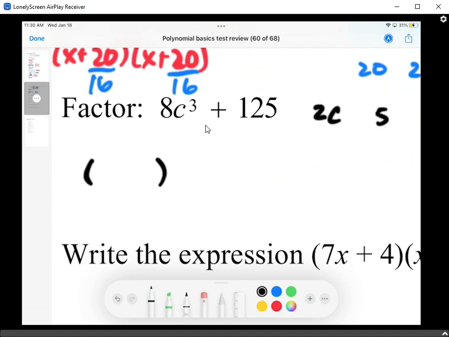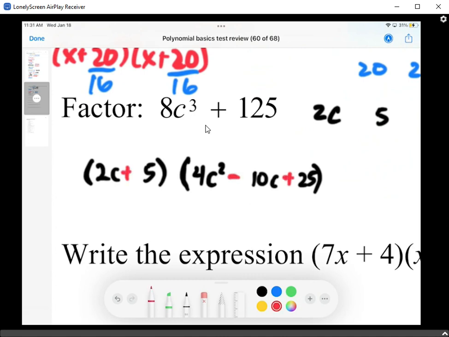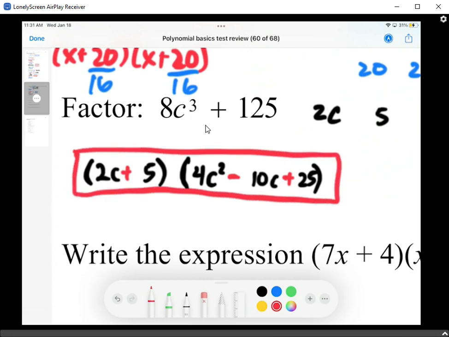Okay, so your small set of parentheses has just that. It has 2c and it has 5. Your larger set is where you start squaring stuff, right? 2c squared would be 4c squared. And then you multiply the two things together. We would have 10c. And then at the end, you got 5 squared, which is 25. Okay? For our plus and minus, we go SOAP, right? Same, opposite, always positive. So we'll go same, opposite, always positive. And there we go.